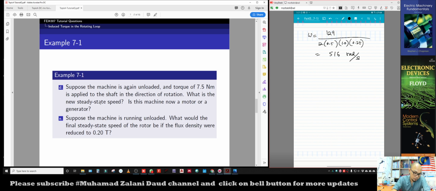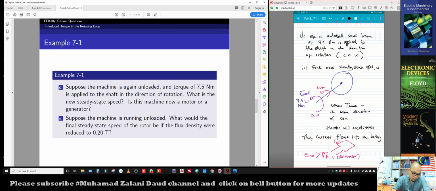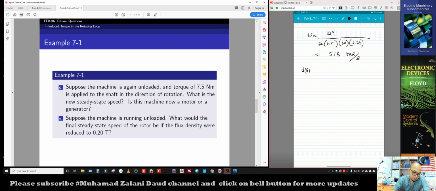Okay, and in D2 the question asks us to determine whether this machine is working as a motor or a generator. Simply, we know that this machine is now working as a generator, because the induced voltage is larger than VB.